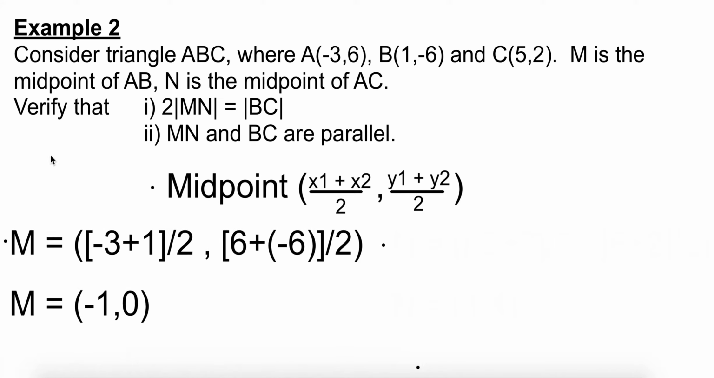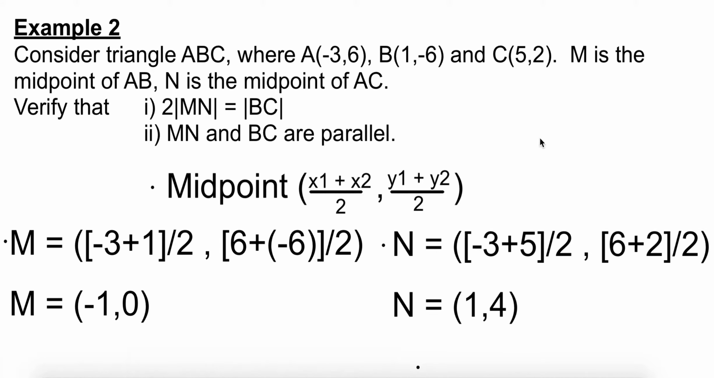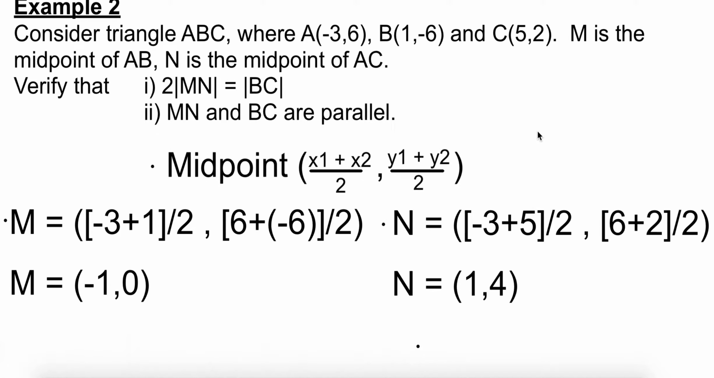So M is just going to be negative 1 and 0. All I've done is plugged in the points exactly. I'm not going to go through it, but I just took the points here, plugged them in exactly. And N is 1 and 4 using the exact same thing. And I'm showing you all my work, I'm just not going to go through the whole thing.